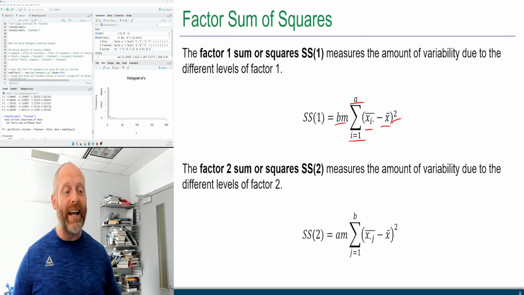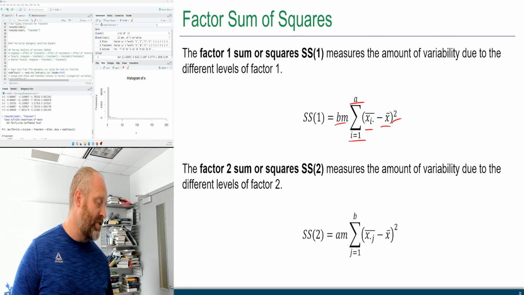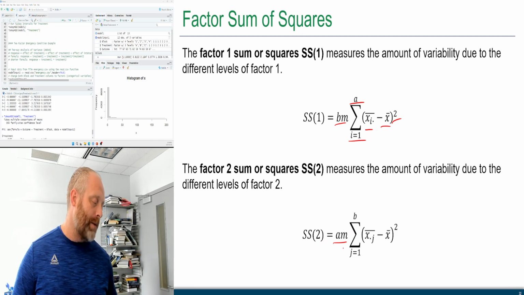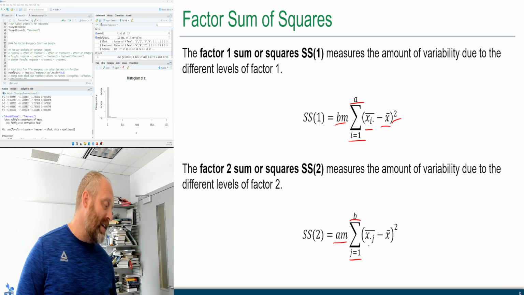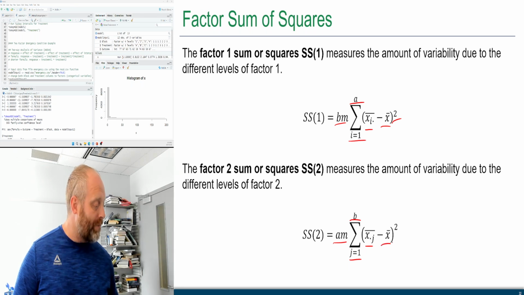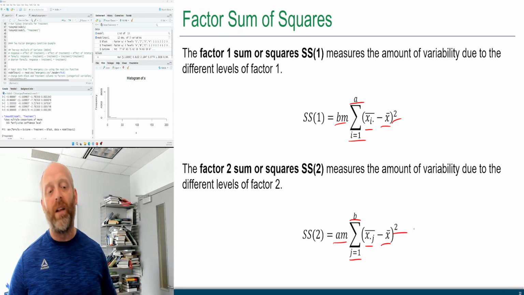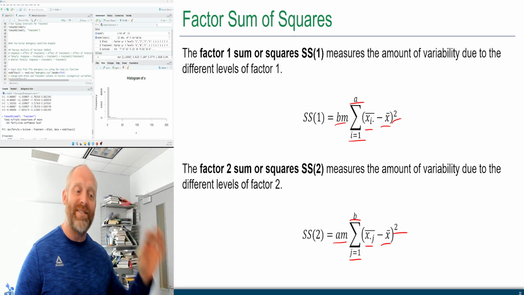Same idea for the second. Again, I'm breaking down those 3 summations into a single summation. So I have a scalar in front. This is a times m. And now I have a sum starting at j is equal to 1 all the way up to b. So I'm going to go through all the levels for factor 2. And I'm saying, what is the average for each one of the levels of factor 2? Subtract that from the center, square them, add them all up. That's going to get me my factor 2 sum of squares, or SS2. So I have SS1, SS2.